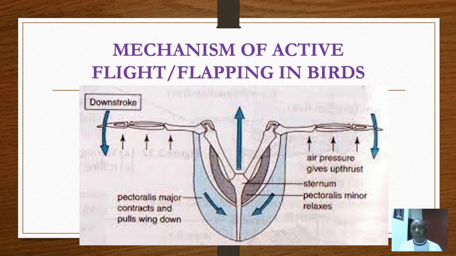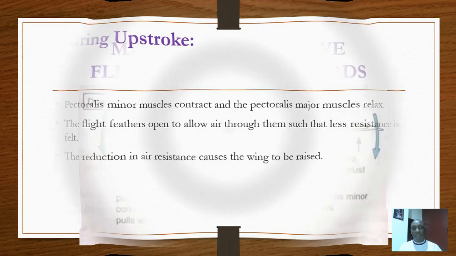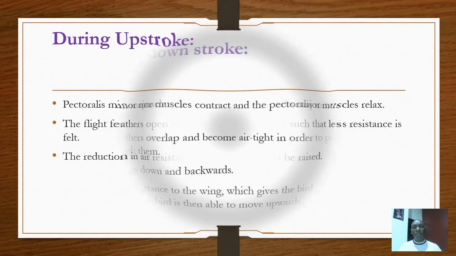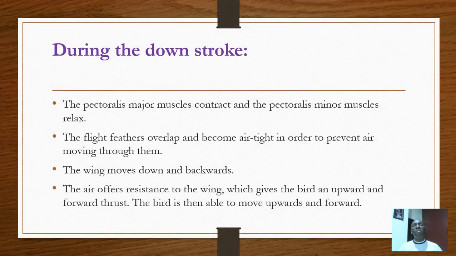How about during downstroke? During downstroke, the pectoralis major or the depressor contract. Pectoralis major muscles contract, while the pectoralis minor muscles relax. Remember, they are antagonistic. The flight feathers now overlap.